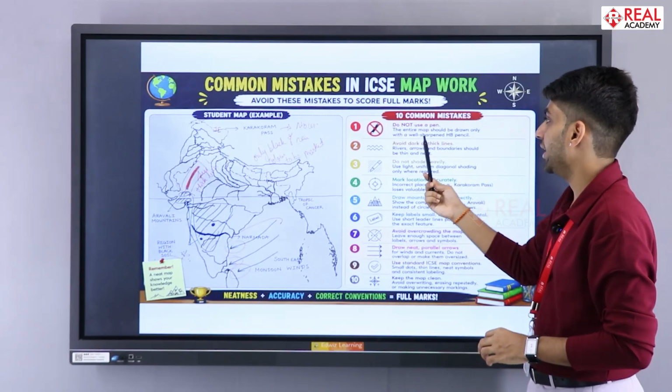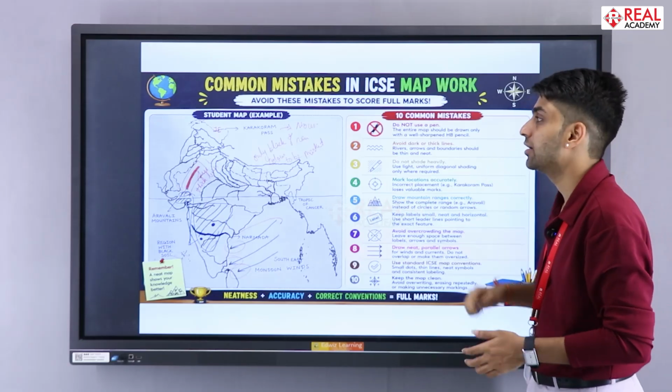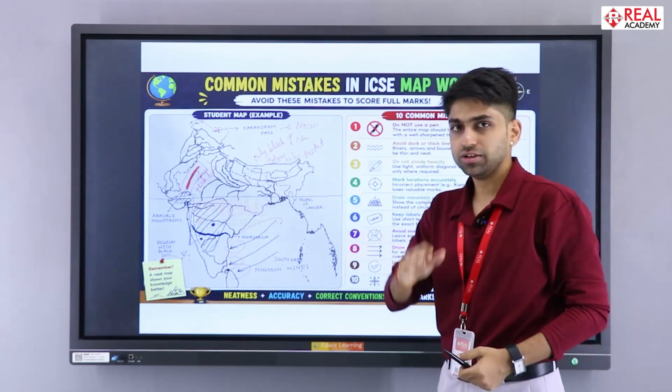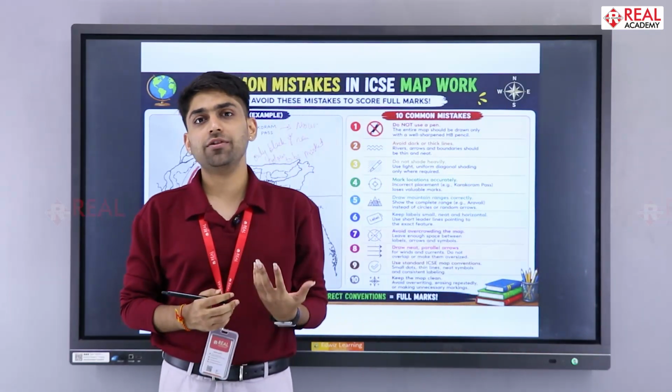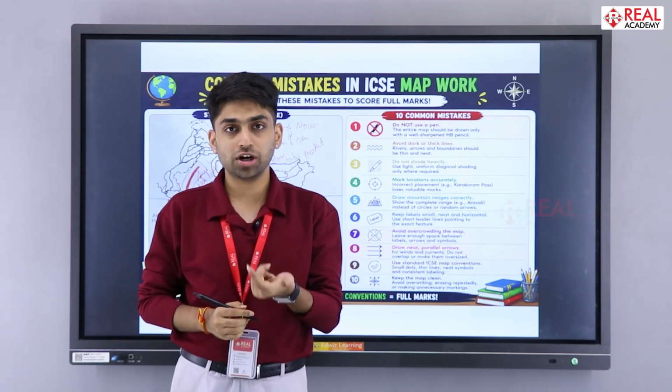Do not use a pen. The entire map should be drawn only with a well sharpened HB pencil. You can see the student has drawn the map using a pen, which is very wrong, and you won't be given any marks if you make your map work using a pen. Always go for a pencil.